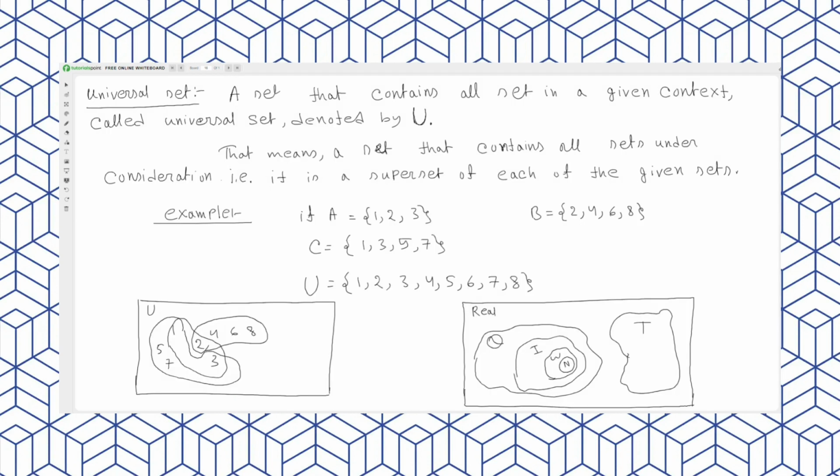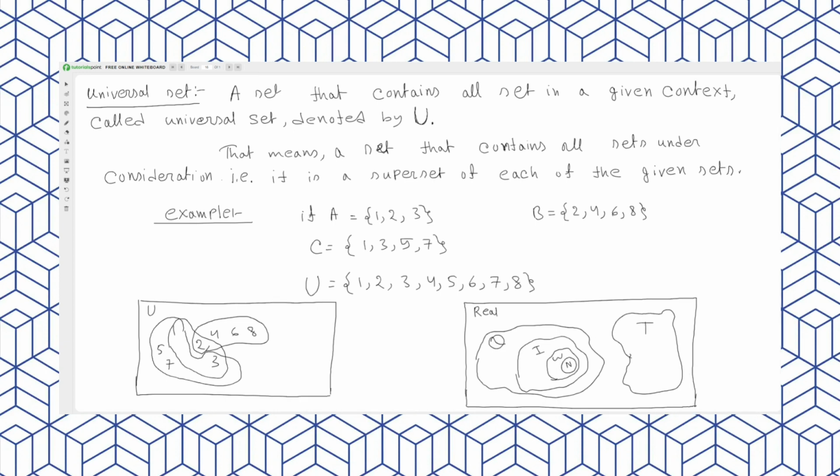Next and the last topic is the universal set. A set that contains all sets in a given context is called the universal set, denoted by capital U. That means a set that contains all sets under consideration, that is, it is a superset of each of the given sets. We'll take an example. If A equals {1, 2, 3} in tabular form, and B is given below as {2, 4, 6, 8}, and C is {1, 3, 5, 7}, and U is {1, 2, 3, 4, 5, 6, 7, 8}.